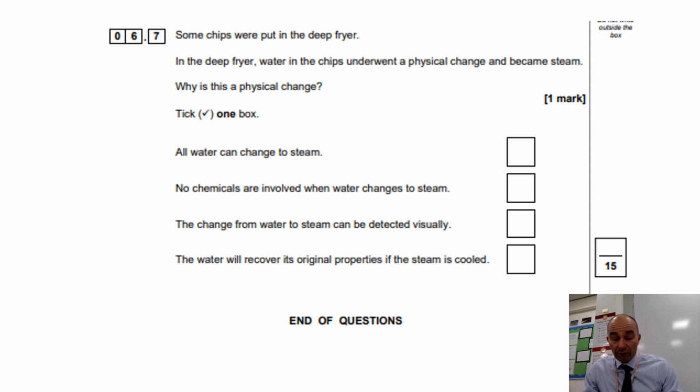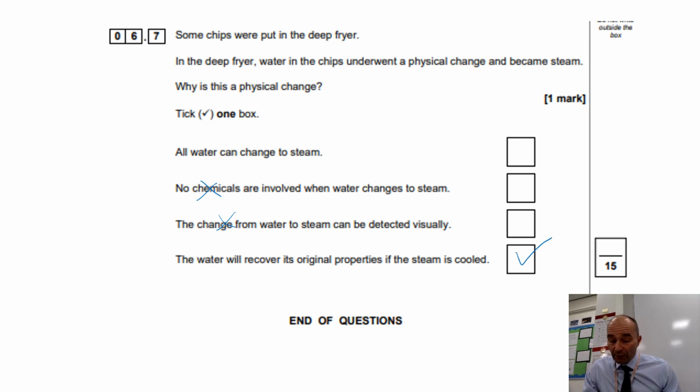No chemicals are involved when water changes to steam. Well, technically water is a chemical, so we can probably get rid of that one as well. The change from water to steam can be detected visually. That's true, but it doesn't really explain why this is a physical change. You can have physical changes that we can't actually see. The water will recover its original properties if the steam is cooled. Now, that's a very wordy way of saying that if we cool the steam, it returns back to water. That is our physical change. So it's the final box.